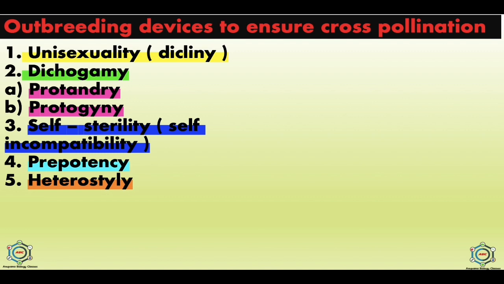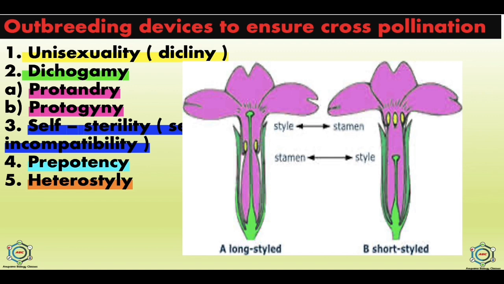Next is heterostyly. In this case, there are certain plants which have two or three types of flowers with different heights of styles and stamens. So, they are known as heterostylous. So, in both pictures, you can see the first one has a long style and short stamens. This is known as pin-eyed. And the second has a short style and long stamens, which is known as thrum-eyed, which is seen in jasmine, primrose, etc.